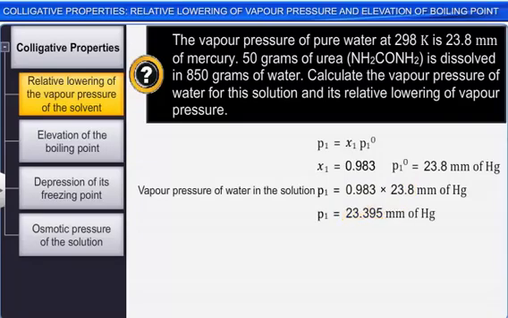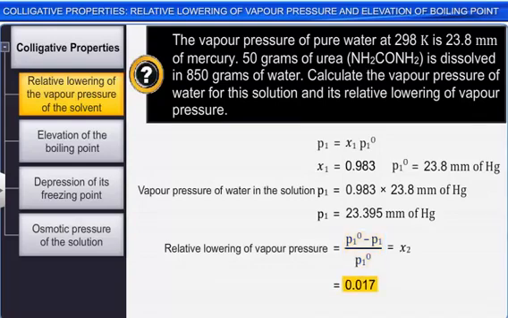Relative lowering can be calculated using the expression derived earlier. Substituting for P1° in the expression, and on solving, we get the relative lowering in vapor pressure as 0.017, which is the same as the mole fraction of the solute. That is, 1 − 0.983 is equal to 0.017.